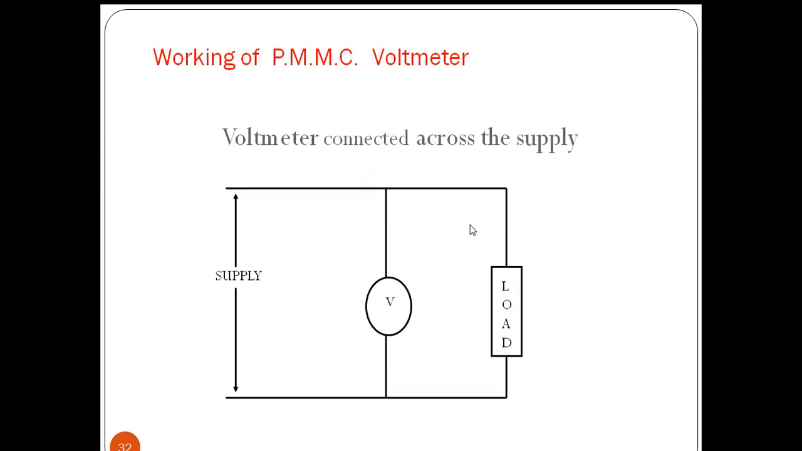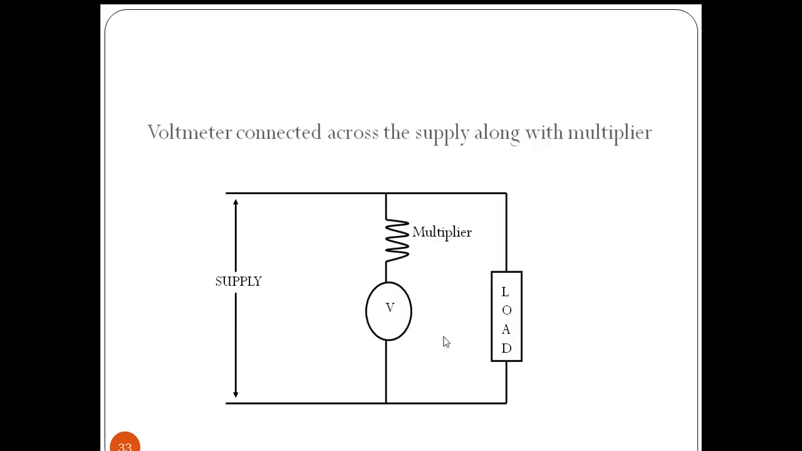We'll see the connection diagram. So here we have a load, and the load will be energized from a supply, and across the load we are connecting a voltmeter. Now to increase the range of the voltmeter, we are connecting a multiplier in series with the voltmeter. So this entire arrangement will be connected in parallel with the load.